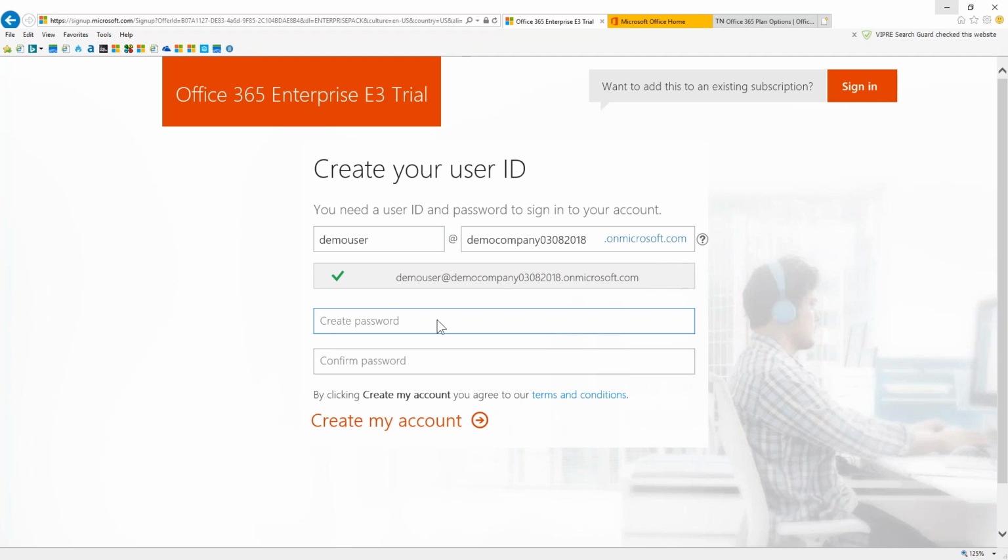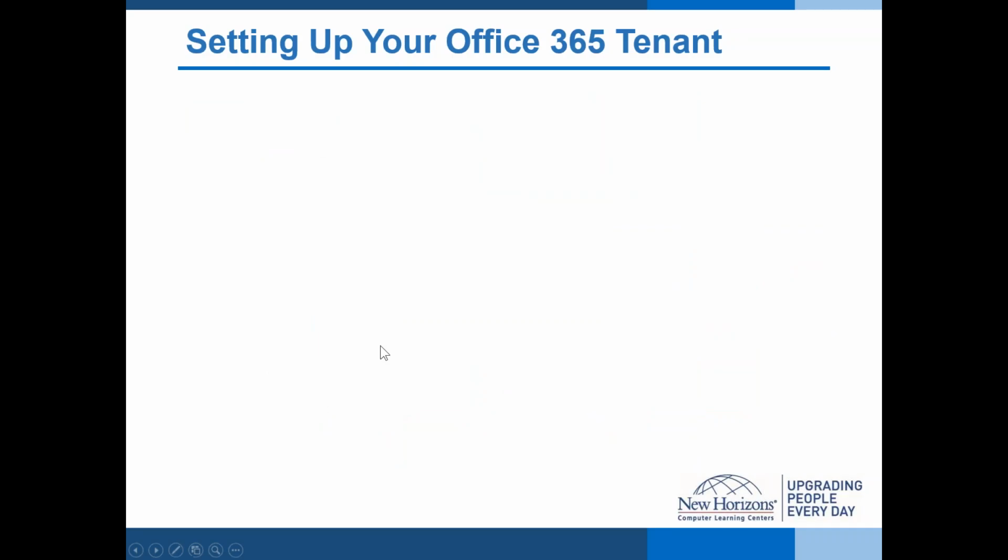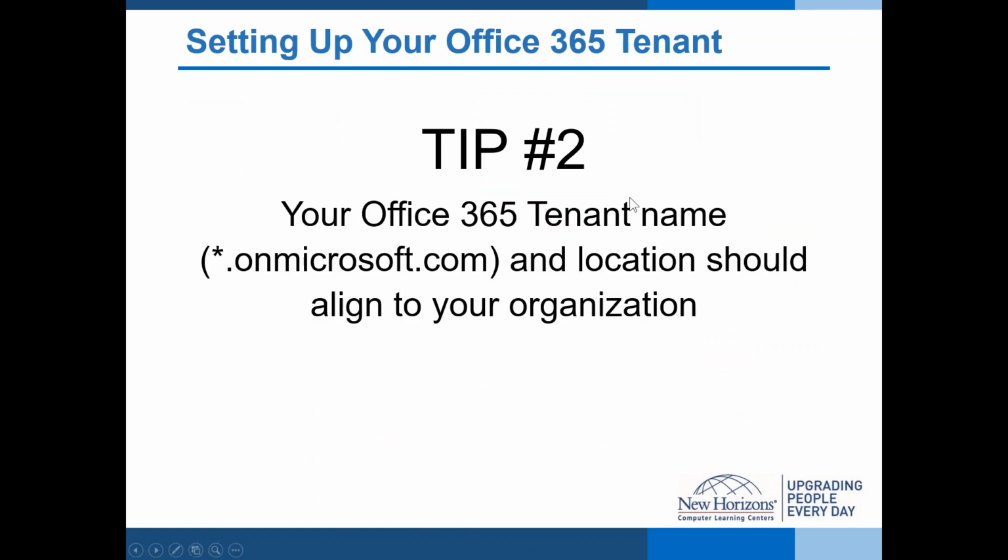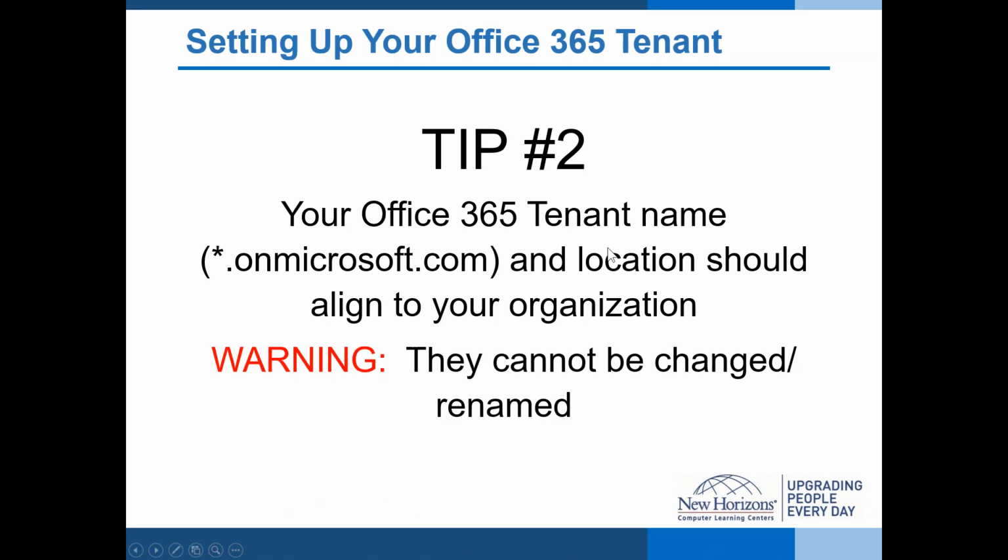Then you're going to create a password, and then you're going to create the account. Now, that's as far as I can go in this tenant. But once I finish filling in this information, then I'm ready to move on to the next step, and that is filling in the rest of the company information. So my tip to you to start out with, tip number 2, is to make sure your tenant name and location aligns to your organization, because they cannot be changed. They cannot be renamed, not as of this writing. Microsoft may later on decide on a procedure that can be used to do that, but right now there's no provision for that.